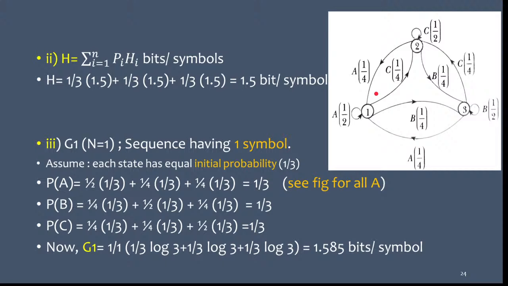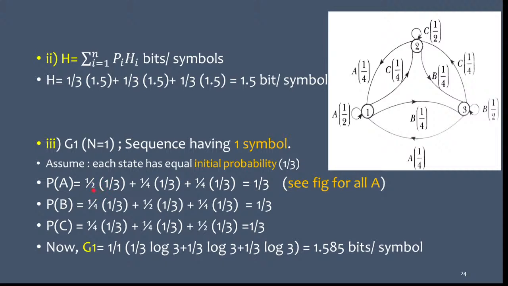Is there any other A? Yes, there is one more A here. From where is it generated? It is generated from state number 3 here, right? The probability is 1 by 4. So that is what we are going to write here. The total probability of having A is equal to the probability of A generated from state 1, plus the probability of A generated from state 2, plus the probability of A generated from state 3. So 1 by 4 here is the transition probability, multiplied by 1 by 3, the initial probability of the particular state from where it is generated.